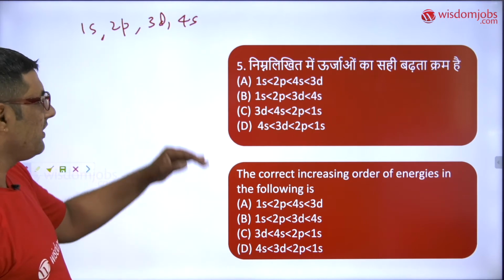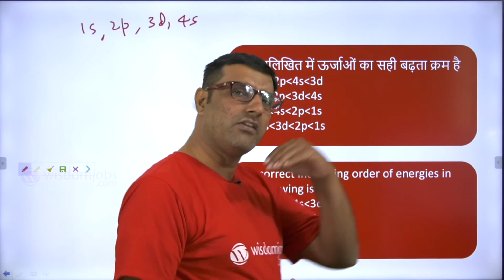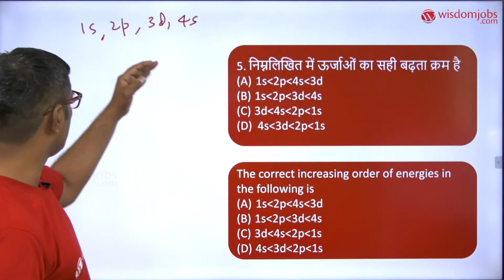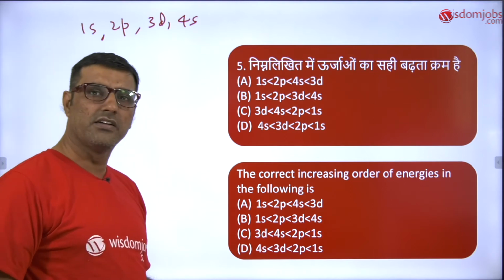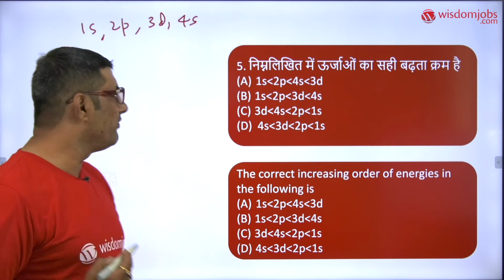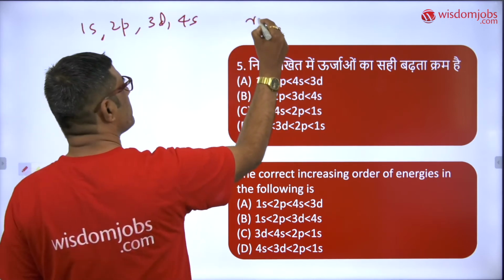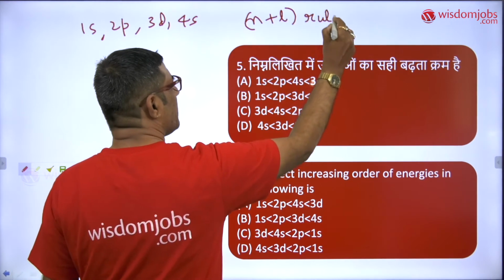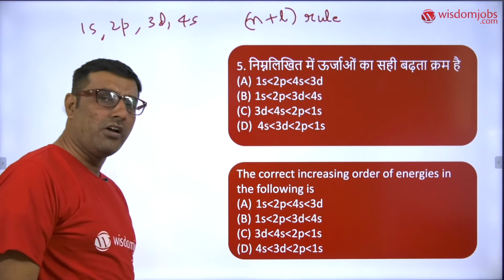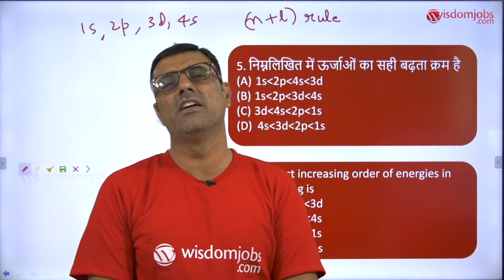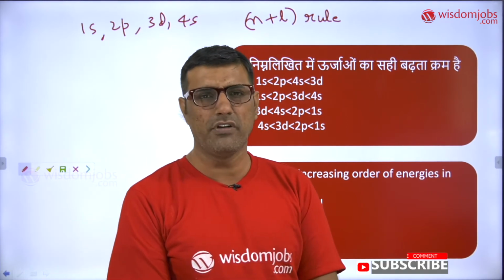Okay, that means he is asking you to write the increasing order of the energies in the given options. Now in the given 4 options, the 4 orbitals are 1s, 2p, 3d and 4s. Now let us go for the n plus l rule. We have got a rule called the n plus l rule. What does it state? The orbital with the highest n plus l value has the highest energy. That is the meaning of the n plus l rule.